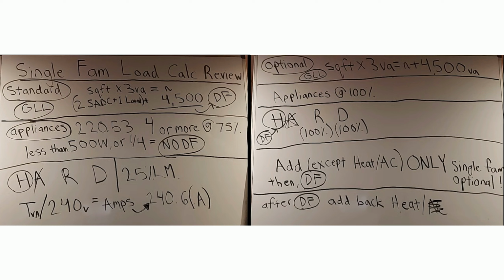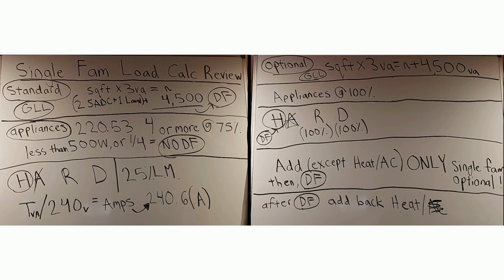And then to add on that, the standard method, we have the 25% largest motor. And you can't forget about that. Of course, if you want your answer to be accurate. Then we look at the optional method, we see the general lighting load portion does not have any demand factors. We still do the square foot times 3 volt amps, and we still do the 4,500 for the 2 small appliance branch circuits and 1 laundry circuit, but there's no demand factors.